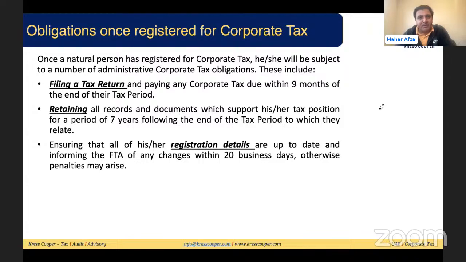You need to retain the records for at least 7 years and ensure that all registration details are up to date. If there are any changes in the FTA Emara portal, you need to inform the FTA within 20 business days. The important thing is that the FTA has started applying penalties if your information is not updated on the Emara portal. You need to be careful regarding this, otherwise you may be subject to penalties.